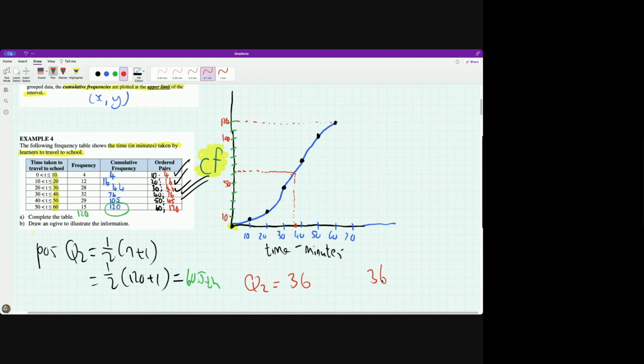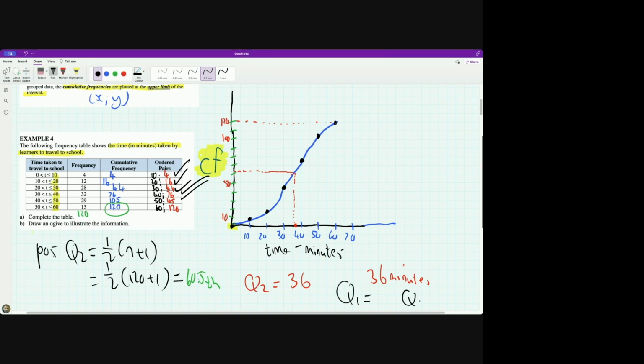What does that mean? That means on average, the median for this group of students is 36 minutes. Basically, the middle of the data is about 36 minutes to get to school. Now, using the same idea, I want you to work out an estimate for me of Q1 and Q3. So Q1 is the lower quartile and Q3 is the upper quartile.